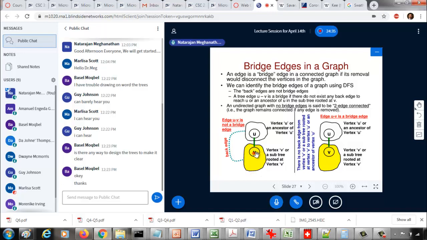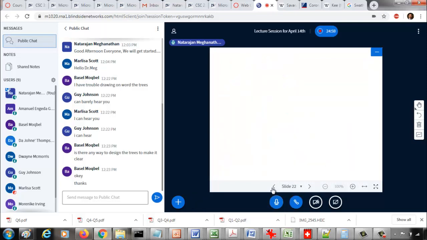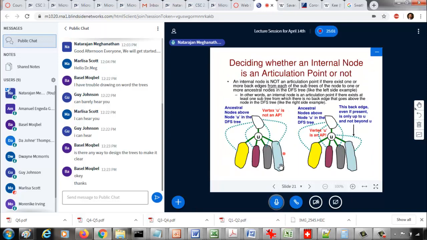Now you check whether, from that subtree, there is at least one back edge that goes to either U or some vertex above U in the depth first search tree. Now you see the rule is a little different from the articulation point. If you go back and look at the articulation point rule, what I said is that from each of these subtrees there should be at least one back edge that goes above U.